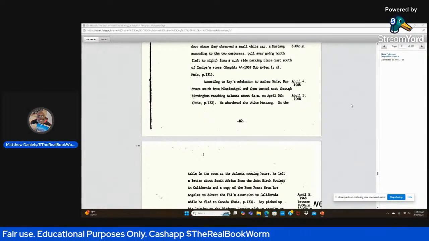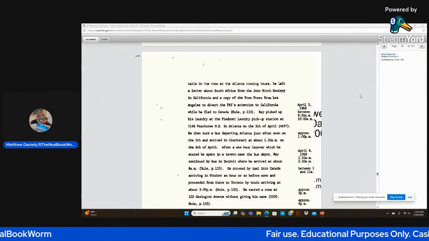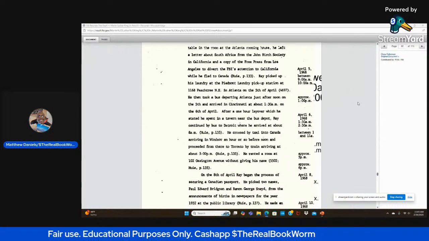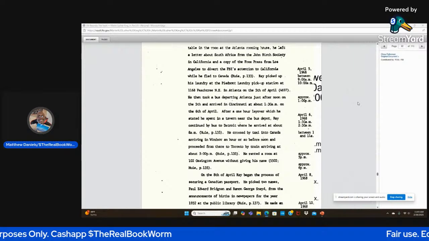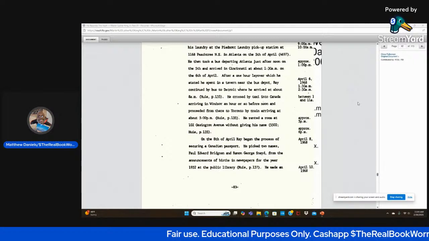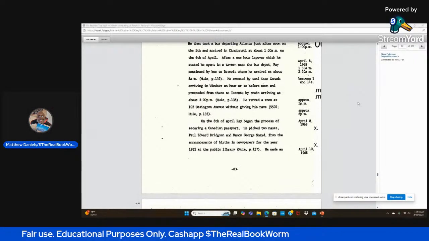Ray drives from Memphis to Mississippi. He goes to Atlanta. Then from Atlanta, he goes to Cincinnati. From Cincinnati, he goes to Detroit. And from Detroit, he goes into Canada. Again, this escaped convict makes it all the way out of the country.